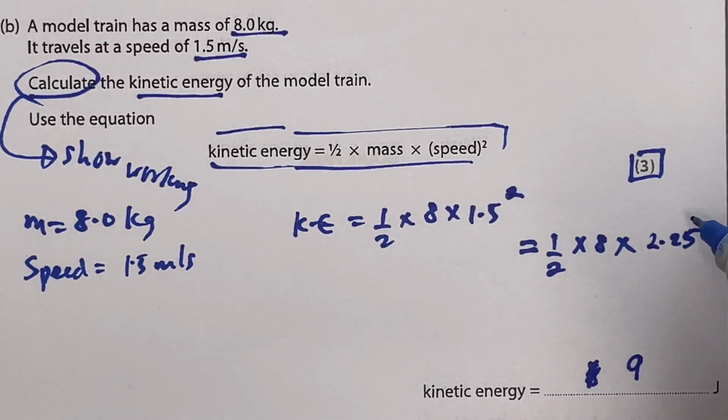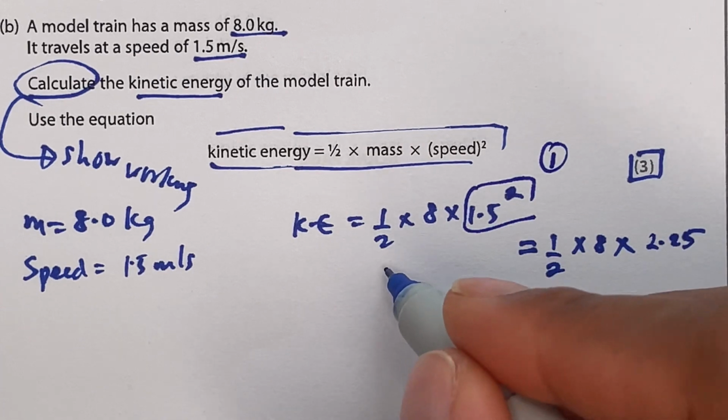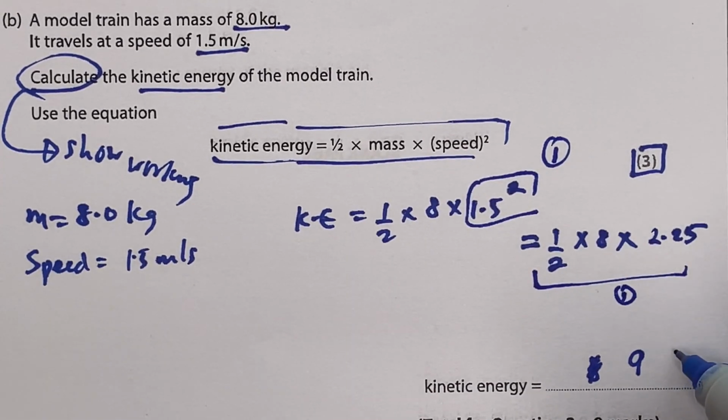So where are the marks? If you did this squared, you get 1 mark. Now this working out, you get 1 mark. Then the answer gets us 1 mark.